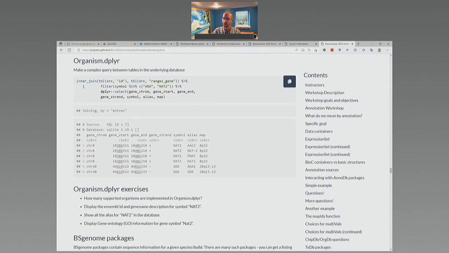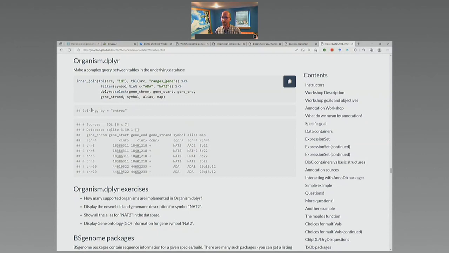This is all dplyr syntax. An inner join is basically you're saying, link up these two tables. It's like the merge function in base R. If you say, I want to merge these two data frames on these two columns, it will give you back the merged data frame where there are matching values in the columns you looked at. So if one column has 1 through 10 and the other column has 2, 4, 5, 6, and you merge on that, you'll only get the rows with 2, 4, 5, 6. If you do an inner join, it does the same thing, only here you don't have to say what you're going to join on. You just say, I want to do an inner join on the ID table and the ranges gene table.